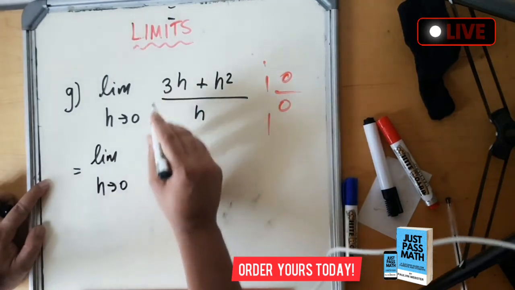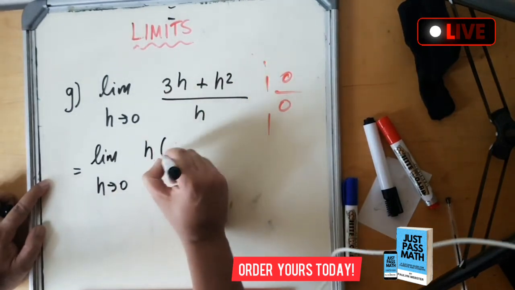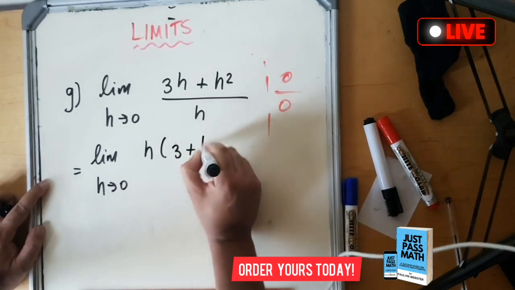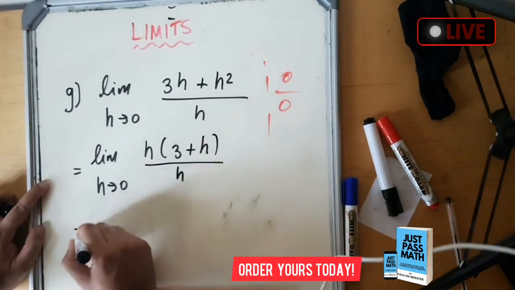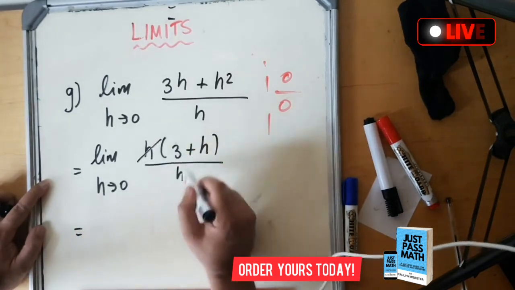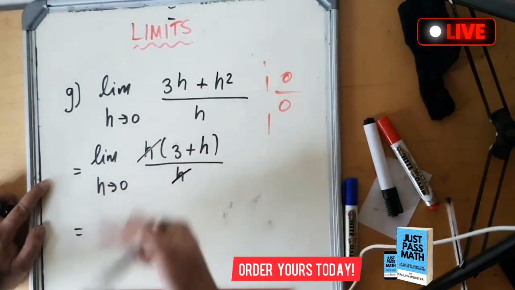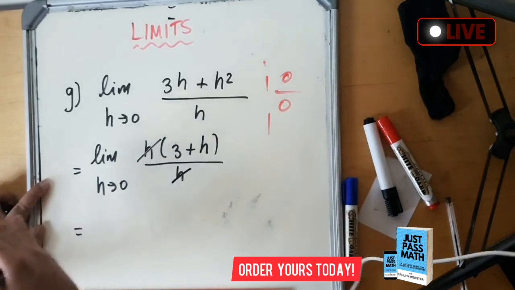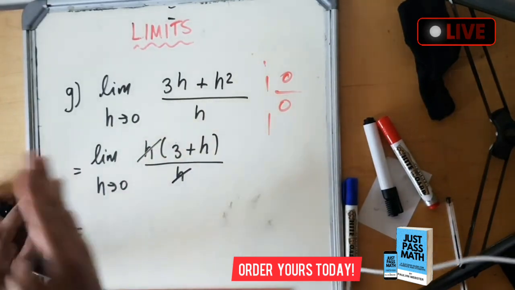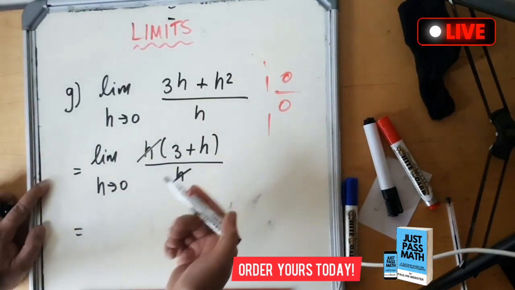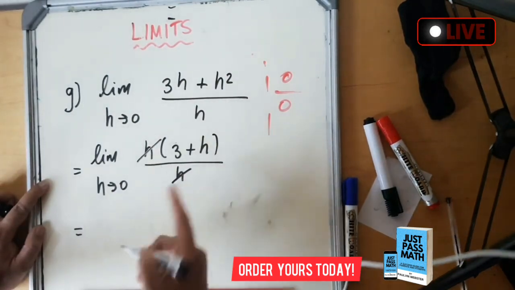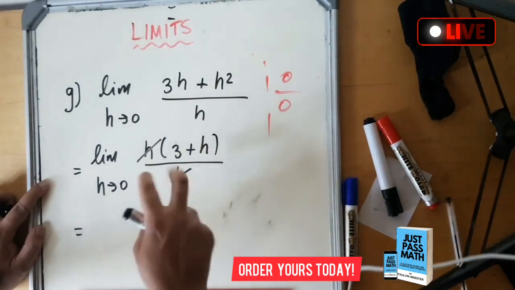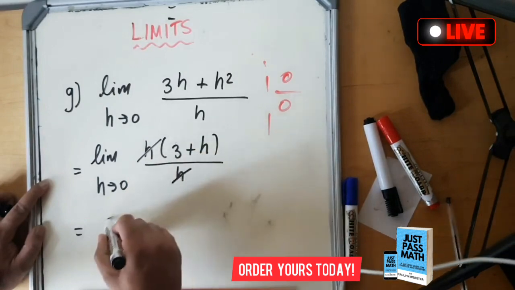Here on top, I'm going to take out my h as a common factor, and then I'm left with 3 plus h. At the bottom I have h as well, so now I can see I can actually cancel this and this, and that's the power of the algebra knowledge that you've learned up until today. So now I can see this and this cancel, and if I substitute 0 in here, my final answer will be 3.